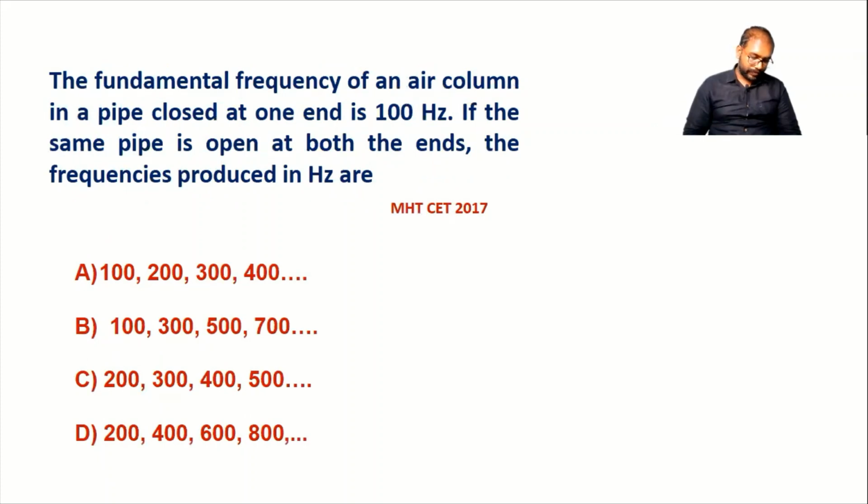Now next question. The fundamental frequency of an air column in a pipe closed at one end is 100 hertz. If the same pipe is open at both the ends, the frequencies produced in hertz are. Listen, for this closed pipe, the fundamental frequency is given by the formula V upon 4L, and it is 100 hertz.